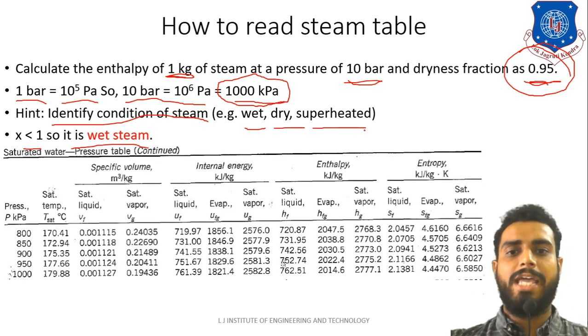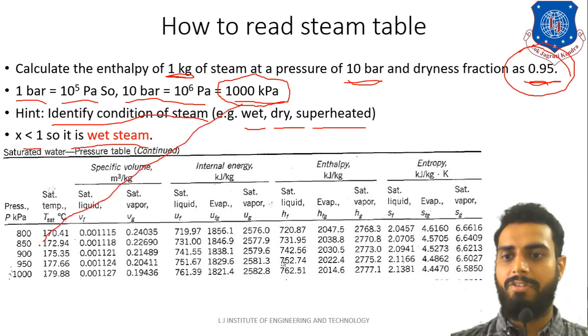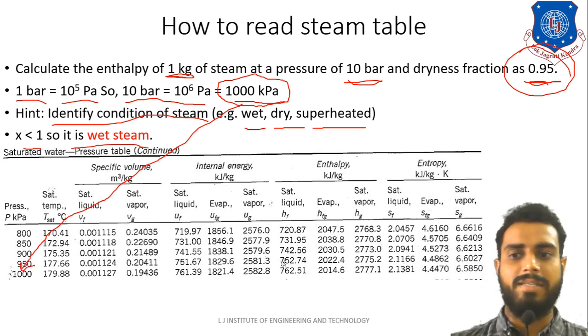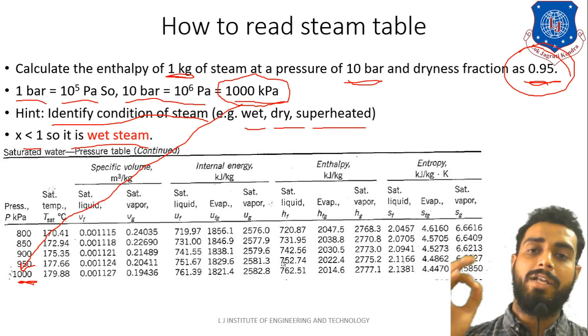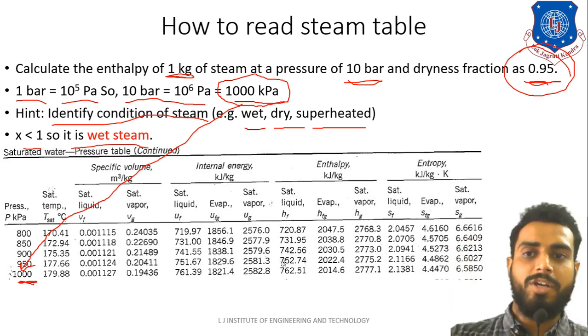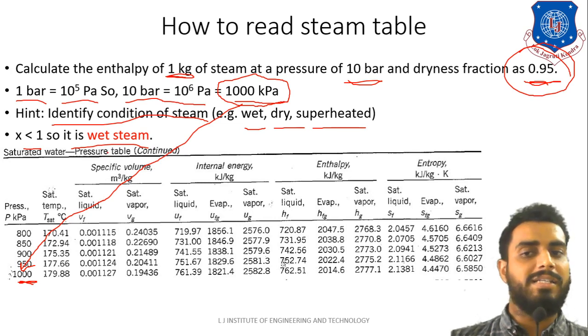Further, I have a steam table like this, right? In this table, which value will I identify? 1000 kilopascal. As you can see, I will identify 1000 kilopascal. At 1000 kilopascal, what do I need? I have to identify the condition of the steam. I have already identified the condition: it is wet steam.